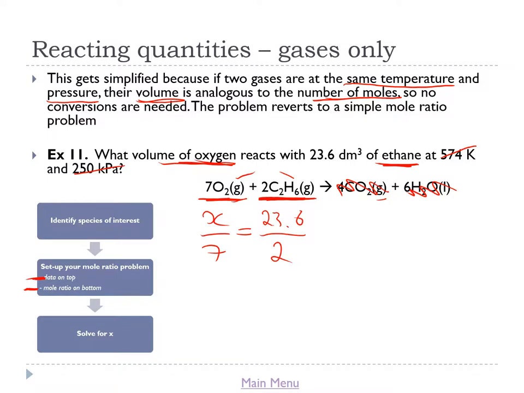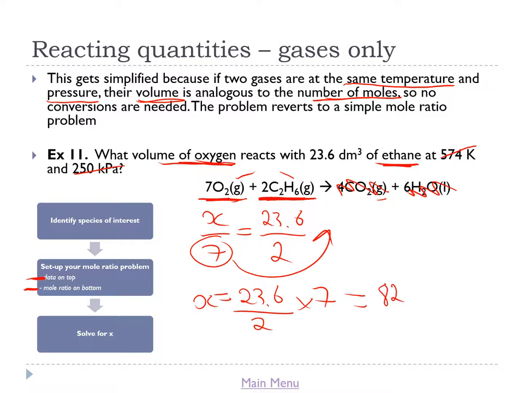And now we solve for X. So we can just say X equals 23.6 divided by 2 times 7, because that 7 just goes up there. And that will come to 82.6 decimeters cubed. Okay. Now we could, if we wanted, have gone the whole kit and caboodle and gone PV equals nRT and done that equation for both ethane and oxygen, and worked out the whole thing. But actually, all the maths works out because we've got the same temperature and the same pressure. We don't need to do all that, and we can just treat the volume as being equivalent to the number of moles.